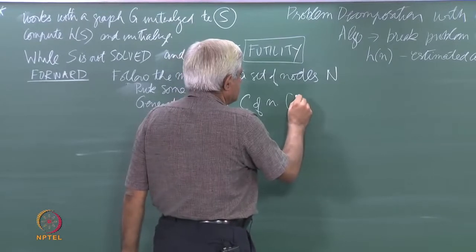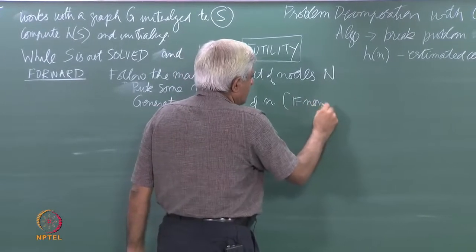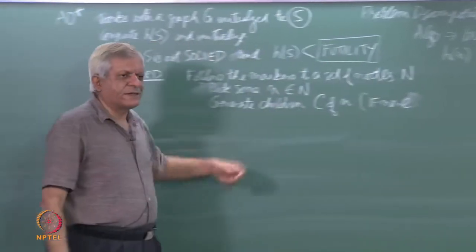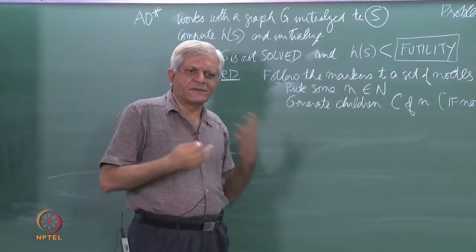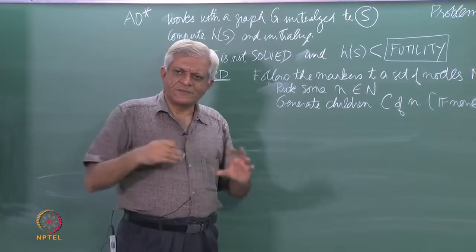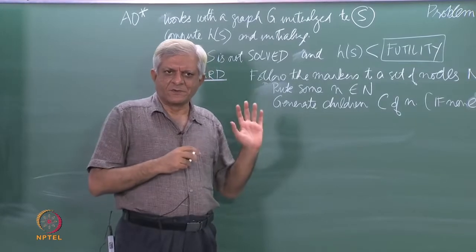If none, if this node n does not have any children, my system is not giving a child, which means my system is not telling me that I can decompose it in some way. What should I do?